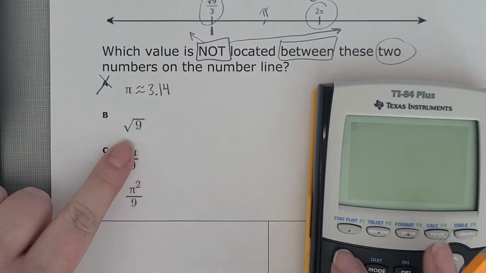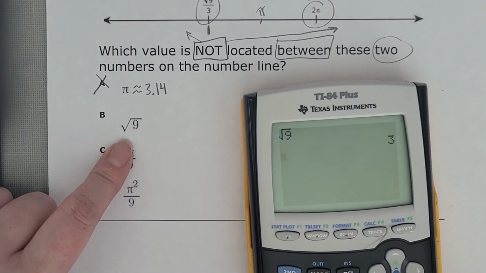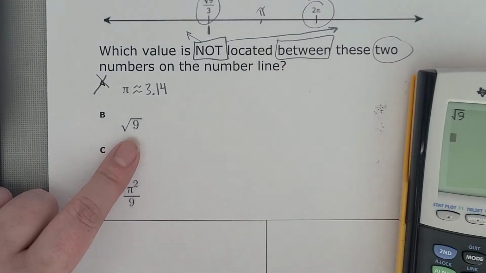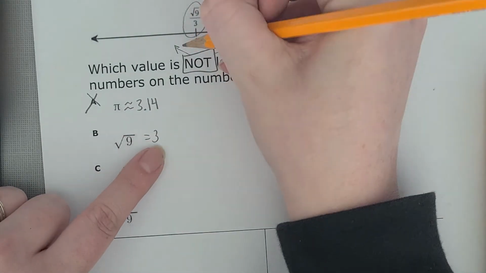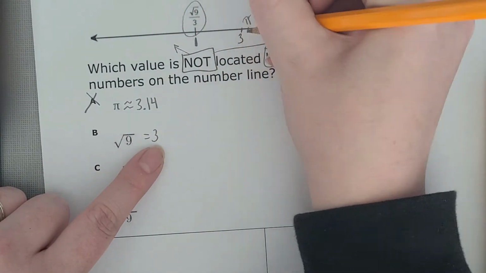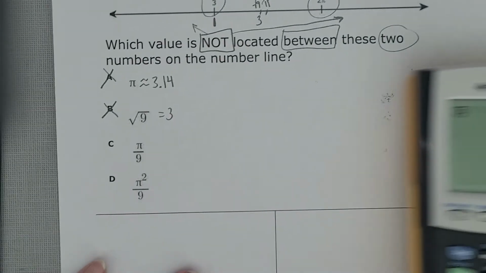Okay, our second one, the square root of 9. This is a perfect square. We know that the square root of 9 is 3 because 3 times itself gives us 9. Just like pi, this one's in between 1 and 6.28, so this one is not what we're looking for.